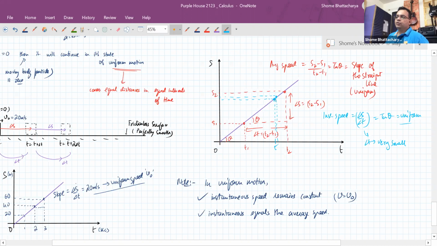That the slope between two distinct points like T1 and T2, and the slope between two points which are very close to each other, like T and T plus delta T, are the same, and that is equal to tan theta. So that is why the instantaneous speed at any point of time equals the average speed for the entire journey, which equals that constant quantity, the slope of the straight line. Got it?